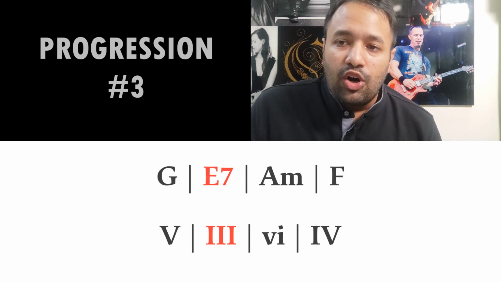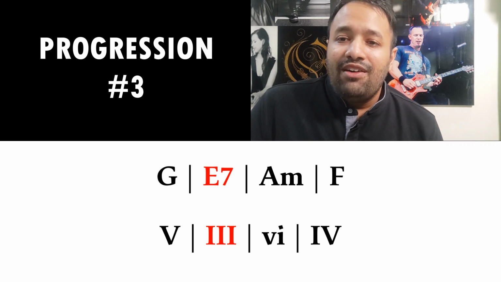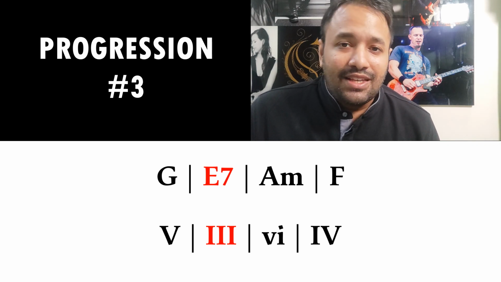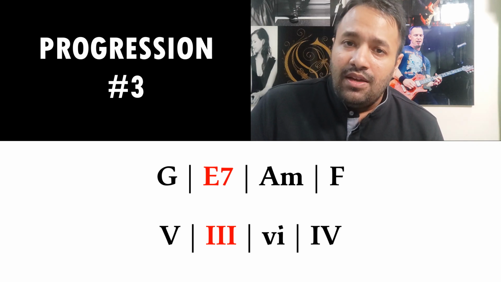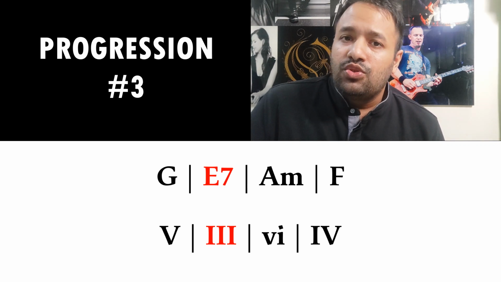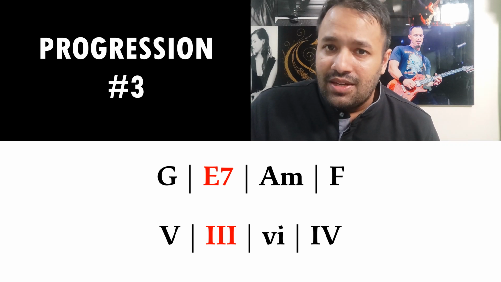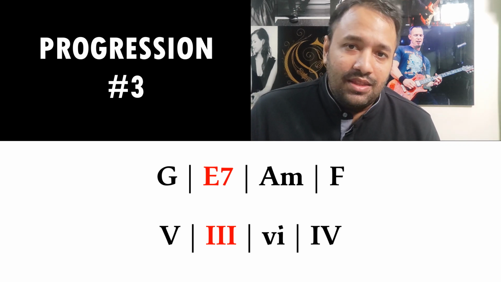Now coming to the third chord progression. Here we have a G major, which is a 5, that goes to an interesting E7 chord, that then goes to the 6th chord, which is the A minor, and that goes to the F major, which is the 4 chord. So 3 of the chords can be explained as being part of the C major key, that is the G, A minor and the F.